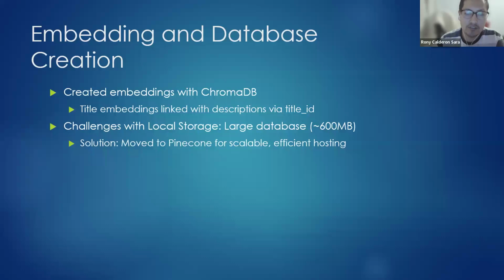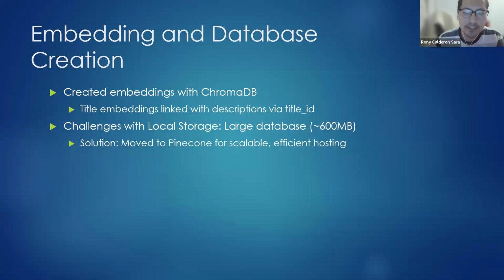Then I started to create embeddings with ChromaDB. I used the title embeddings, linked with the descriptions via a title ID. So I didn't need to embed the whole descriptions, just the titles. With this mix, I could just embed the titles and search for them, and if I get a match, I just grab the descriptions from that.